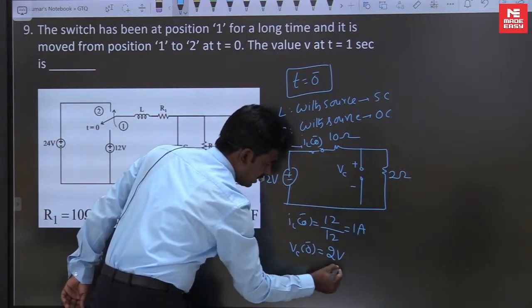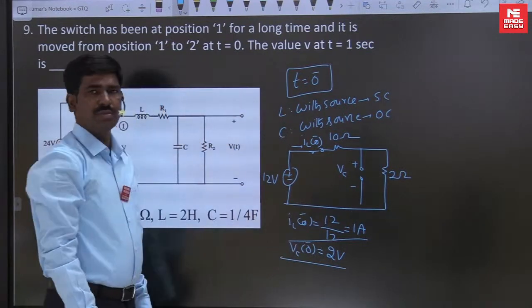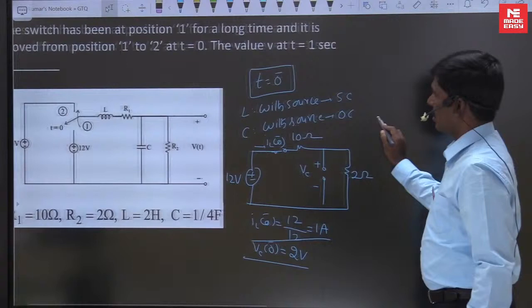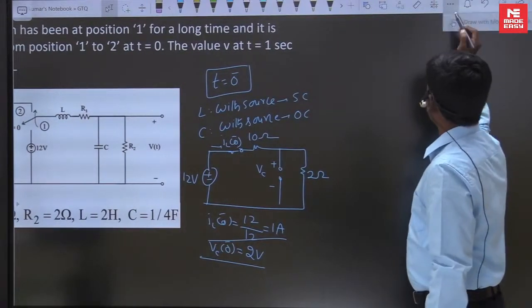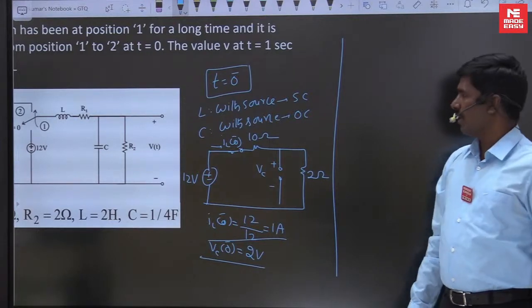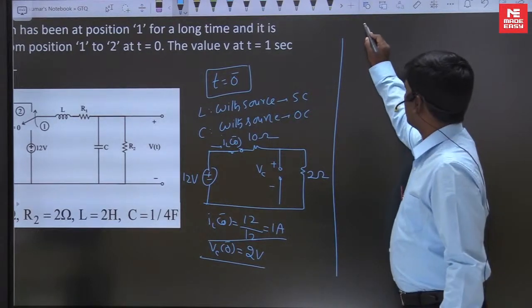The step number 1 is find out the initial values. Second step is apply Laplace transform directly. Laplace transform किधर भी apply कर सकते. For RL को, RC को, RLC को apply कर सकते directly. So now the t greater than 0.